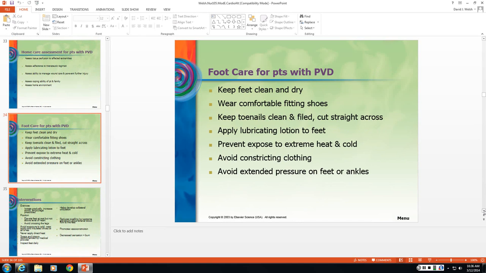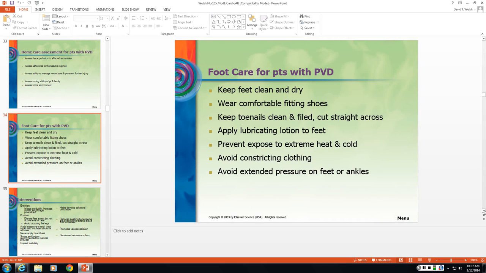So foot care for patients with PVD. What you want to make sure is they keep their feet clean and dry. They need to wear comfortable fitting shoes. They need to keep their toenails clean and filed and cut straight across. You don't want them to get any kind of infection in their nails. You want to apply lubricating lotion to the feet. Now, unless they have cracks and are bleeding, you're not usually going to use any kind of ointment. You just want to put lotion on their feet.